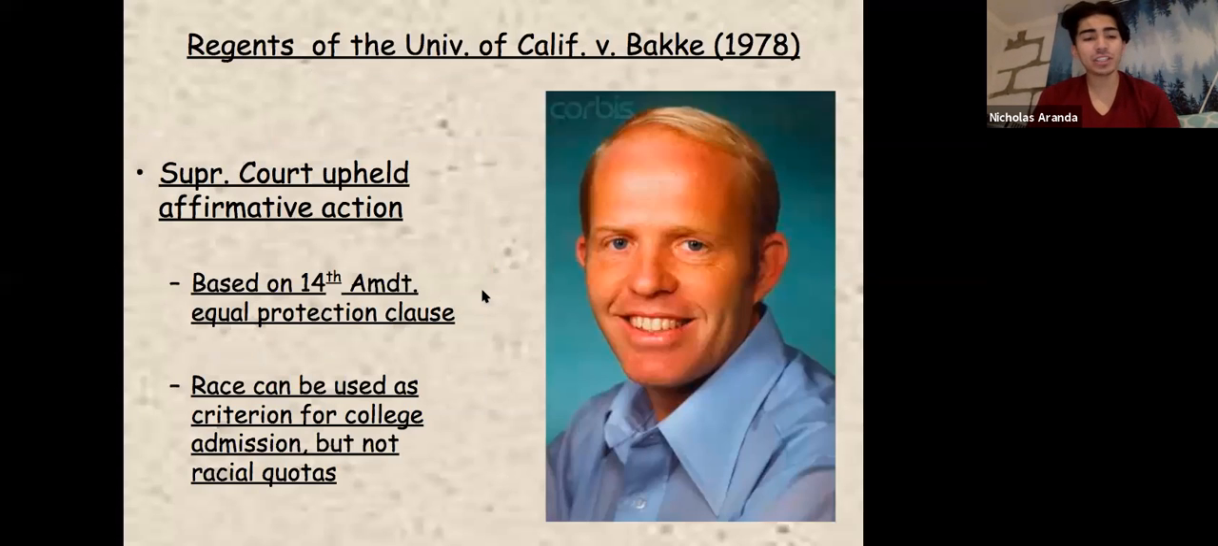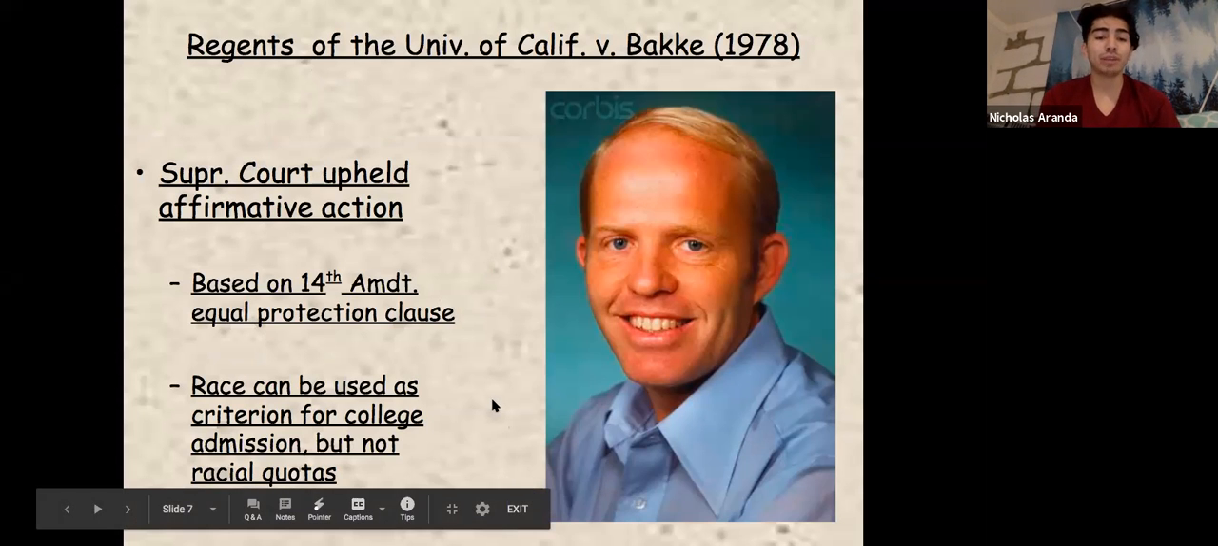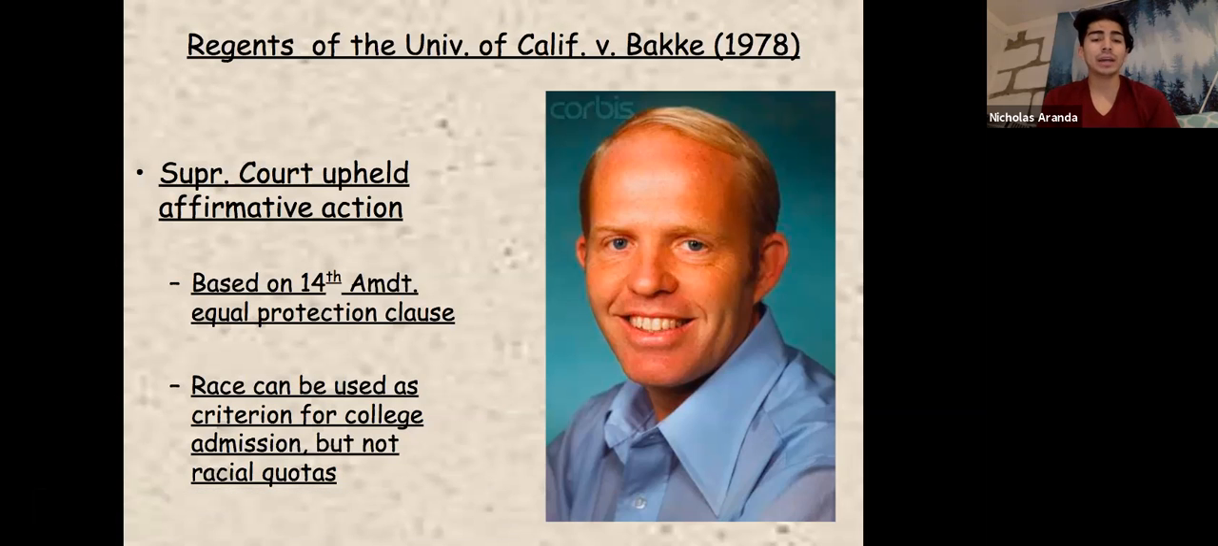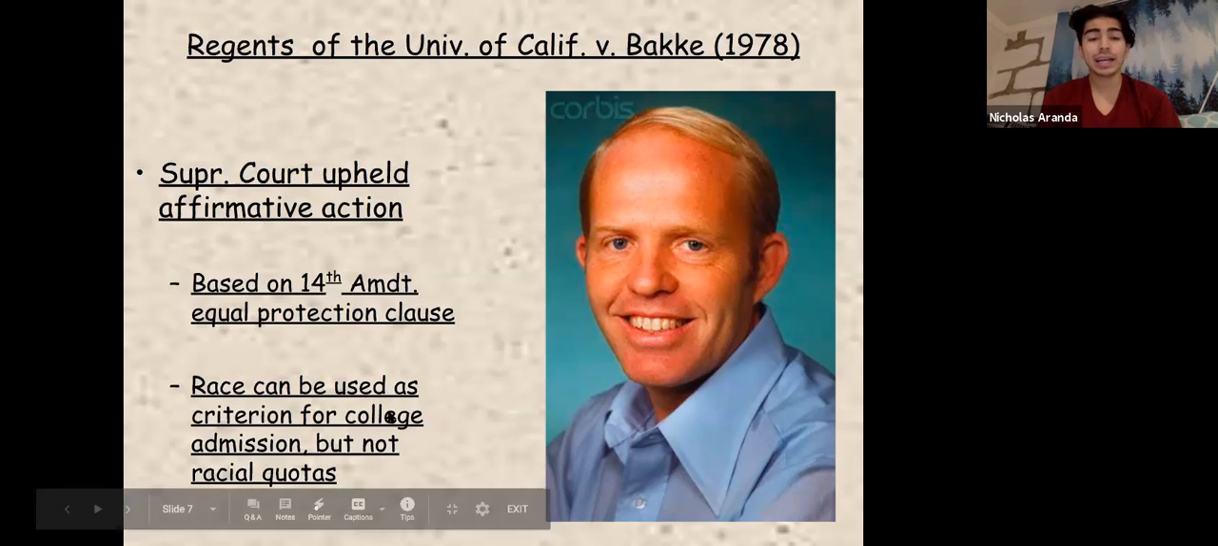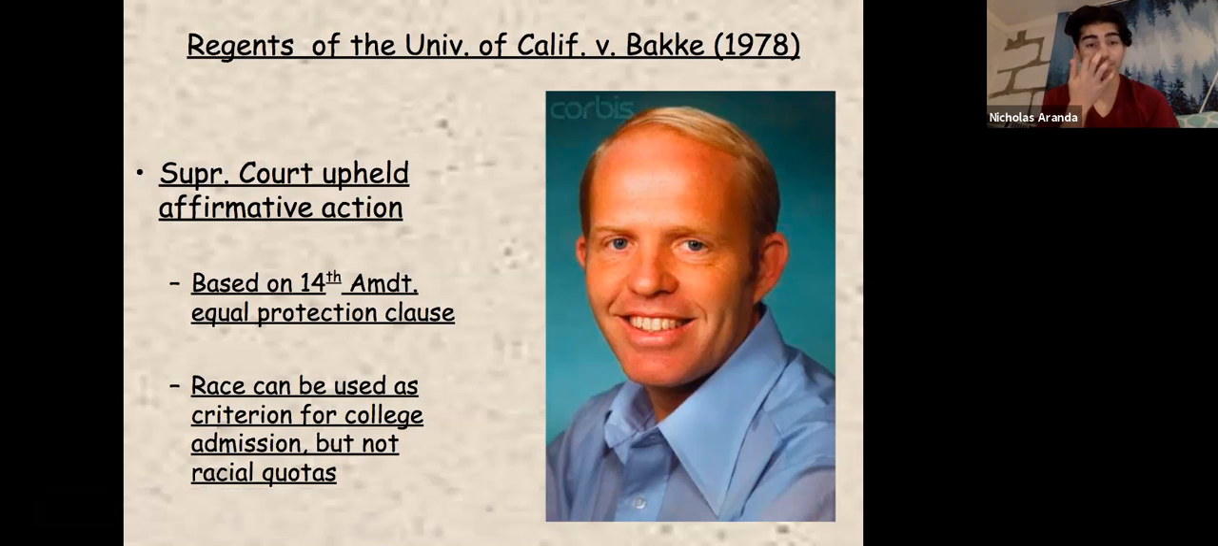The Regents of the University of California versus Bakke is a Supreme Court case from 1978, where the Supreme Court upheld the constitutionality of affirmative action based on the 14th Amendment's Equal Protection Clause. It says that race can now be used as criteria for college admissions, but they may not use things like racial quotas. They may proactively do things like solicit students' race to try and ensure that the college has a fair number of students, that kind of thing. But they're not allowed to establish explicit quotas for admissions officers. Regents of the University of California versus Bakke.